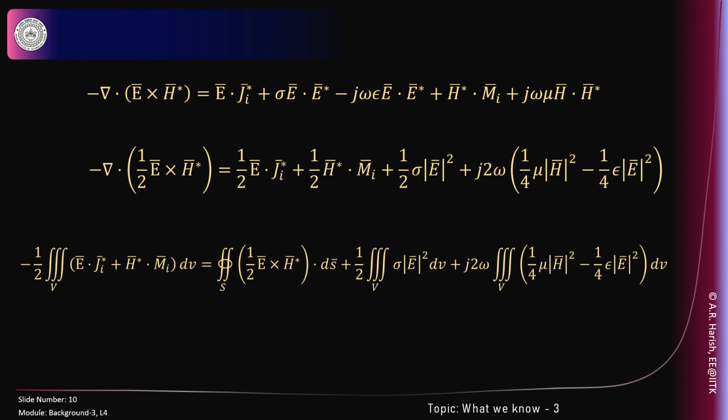The second term here, sigma E square, represents the real power lost in the system. And this quantity, mu H square and epsilon E square, represents the energy that is stored, which is purely imaginary. So this is the point.